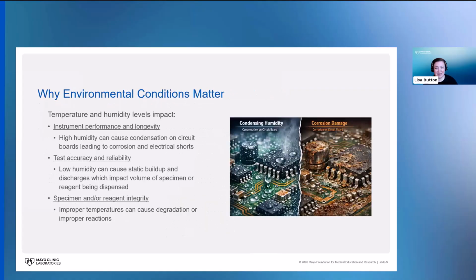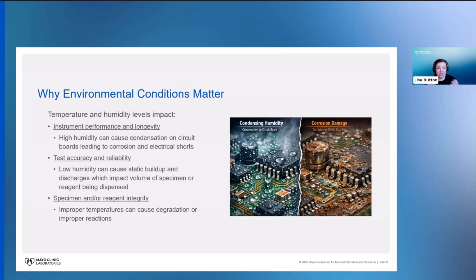And we'll move to the next slide. All right, so why do environmental conditions matter? Why are we monitoring? Why does CAP care? Why does CLIA care? It's because temperature and humidity levels can impact instrument performance and longevity. High humidity can cause condensation on circuit boards, and that can lead to corrosion and electrical shorts. We care about temperature and humidity levels because it can impact test accuracy and reliability.